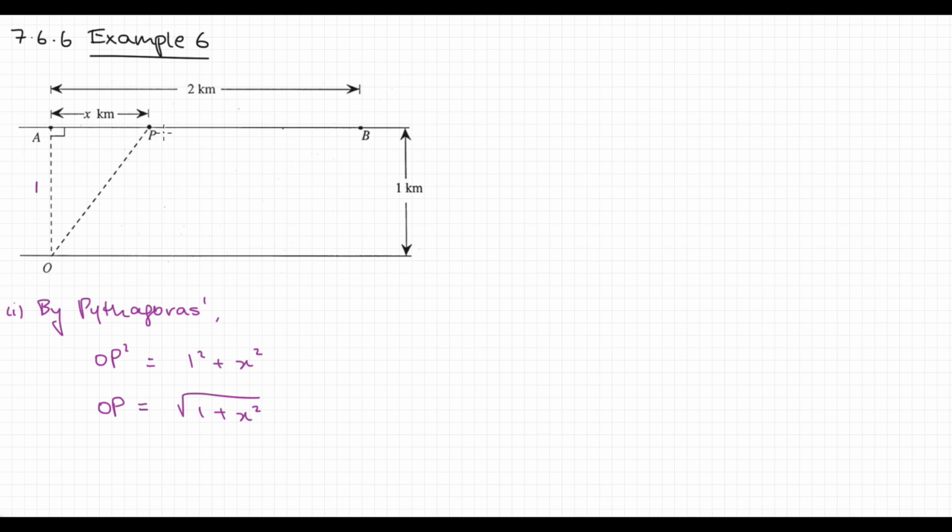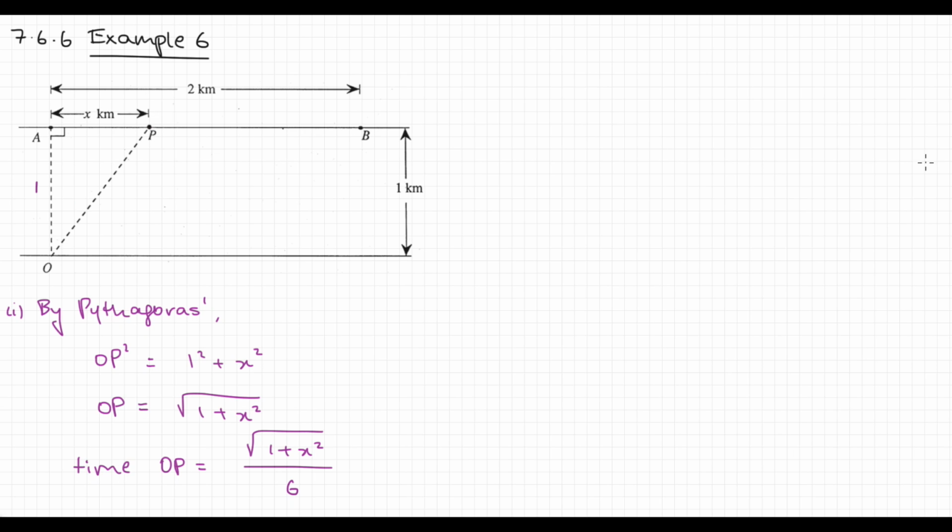And the distance from O to P represents the distance that Adrienna has to row. So the time that she takes to row from O to P is going to be the distance, root 1 plus X squared, divided by how far she can row. And the question tells us that she can row at 6 kilometers per hour. So we're going to divide by 6. So that's going to be the time it takes for her to go from O to P.